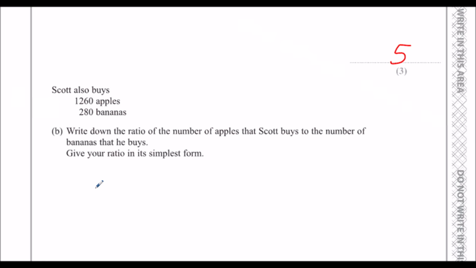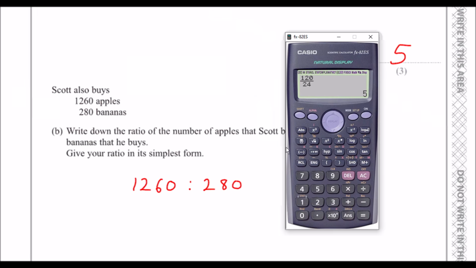Scott also buys 1,260 apples and 280 bananas. Write down the ratio of the number of apples he buys to the number of bananas he buys. Give your ratio in its simplest form. So the ratio of apples to bananas. Now a calculator doesn't simplify a ratio, but it does simplify a fraction.